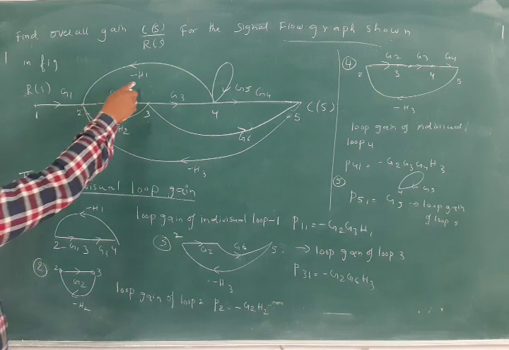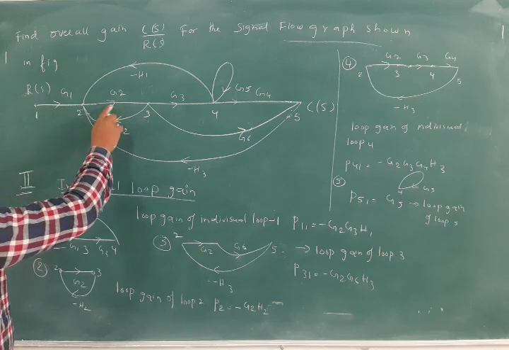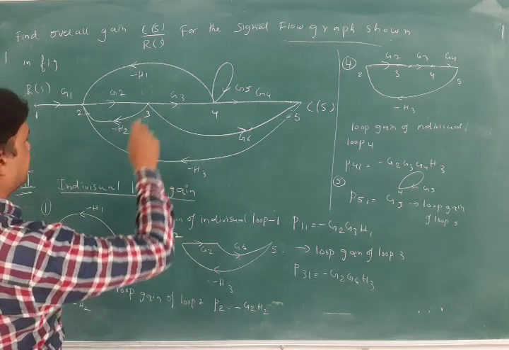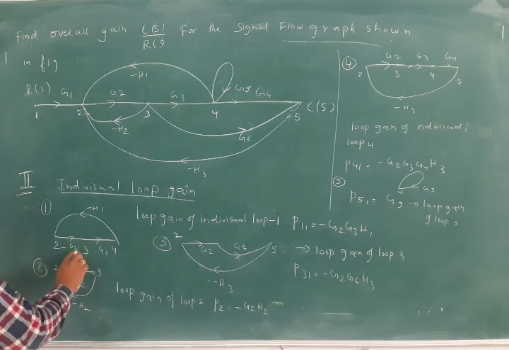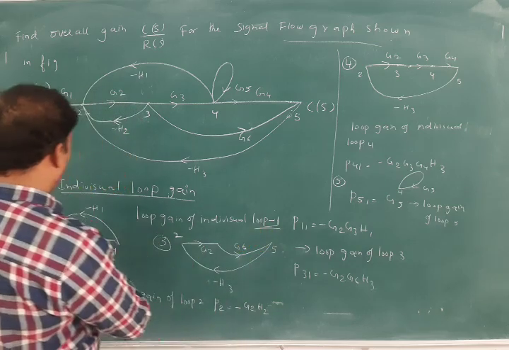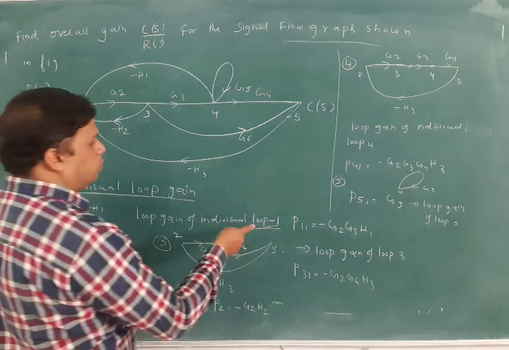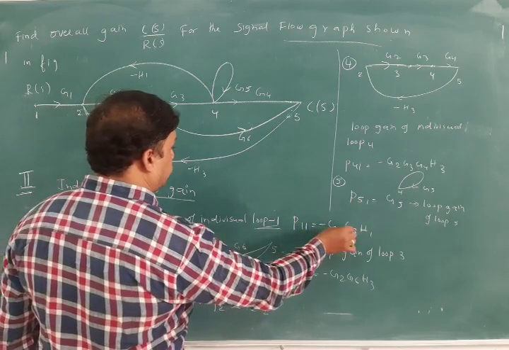The gain is also given here as minus H1, and the gain from 2 to 3 is G2, and from 3 to 4 the gain is also given to you. If you have these particular gains given, then you can easily write down the formula for the loop gain. So if you see here, the loop gain of individual loop 1, meaning the individual loop you are taking from the signal flow graph, is given by P11. P11 is equal to minus G2, G3, H1.